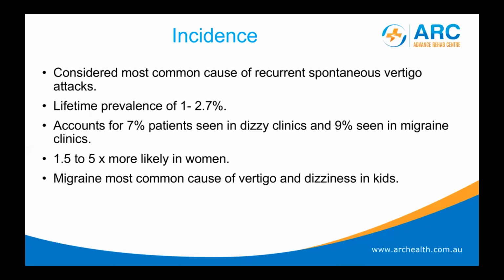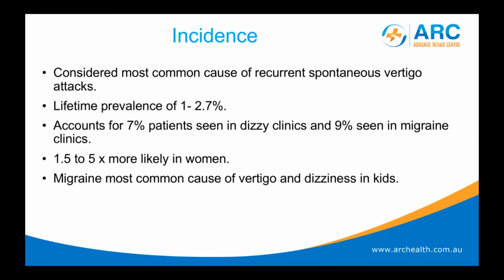How common is it? Well, it's actually very common. It's considered the most common cause of recurrent spontaneous vertigo attacks. So it's very, very common. It's more common than Meniere's disease. BPPV would be the most common positional type of vertigo, but migraine is certainly a pretty close second. It has a lifetime prevalence of somewhere between 1 to 2.7%, so fairly high, I suppose.